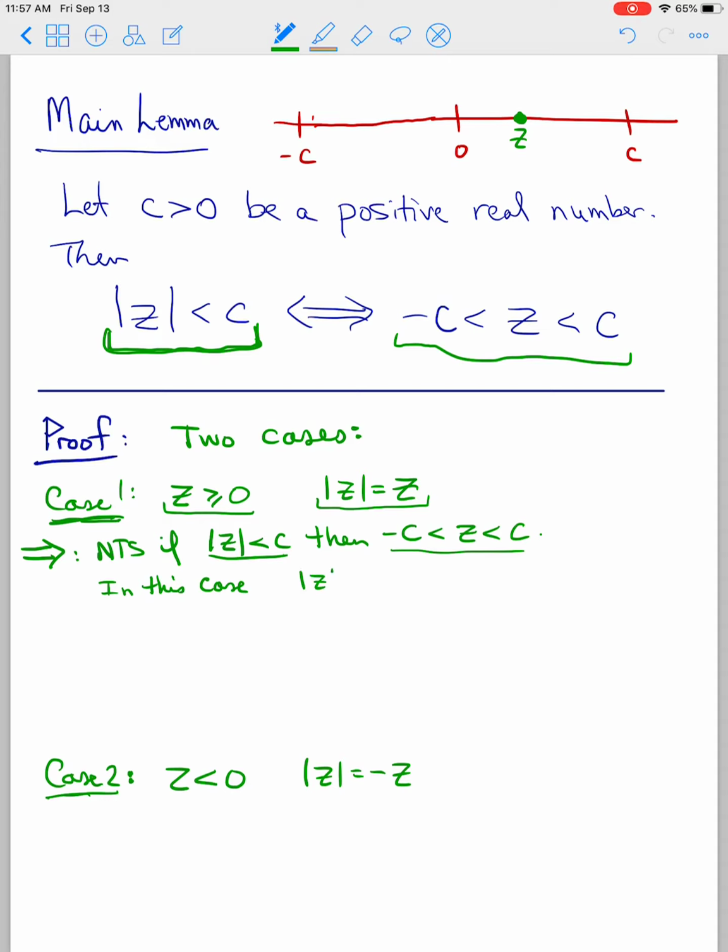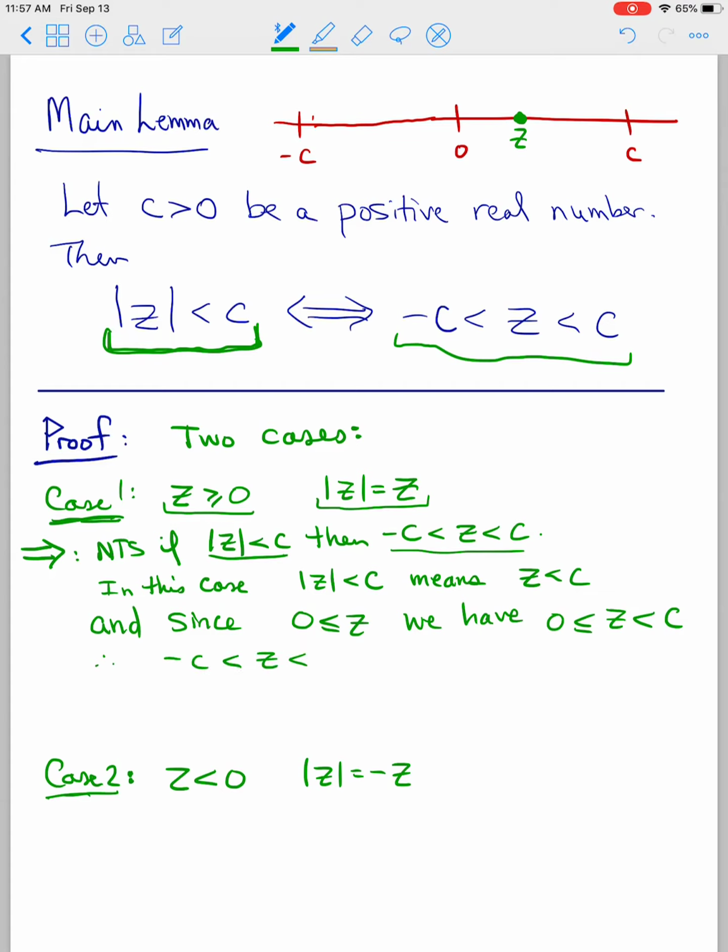And so in this case, the absolute value of z is less than c means that z is less than c. And since z is positive, remember that was our working assumption in case 1, we have actually that z is between 0 and c. So therefore, of course, z has to be between minus c and positive c, right? Because negative c is going to be less than 0. Okay, so that was the forward direction.